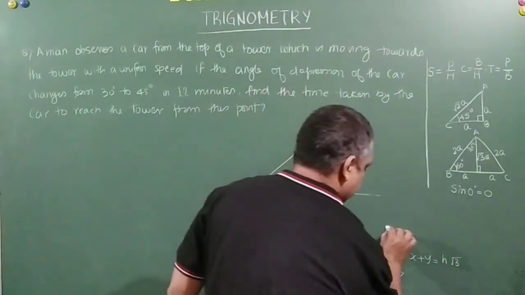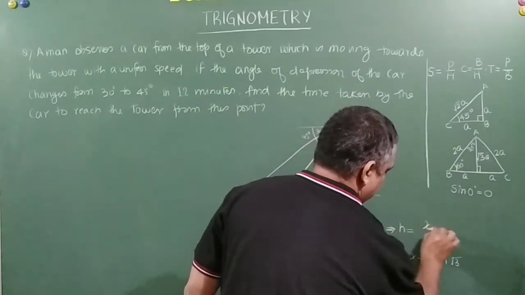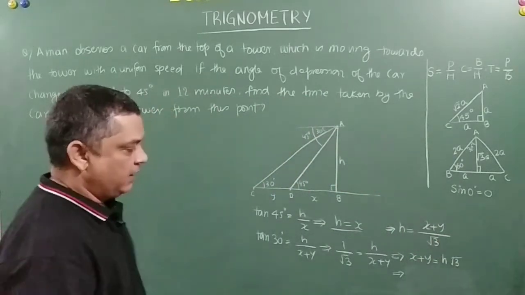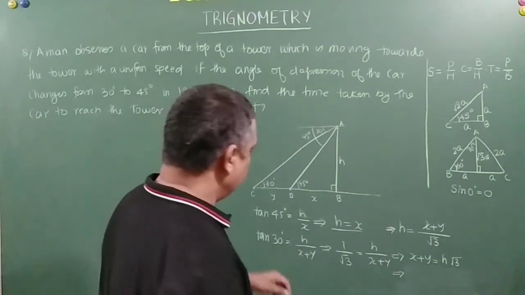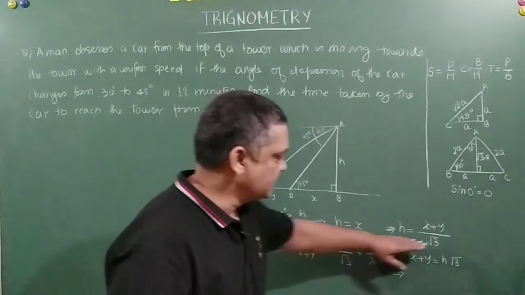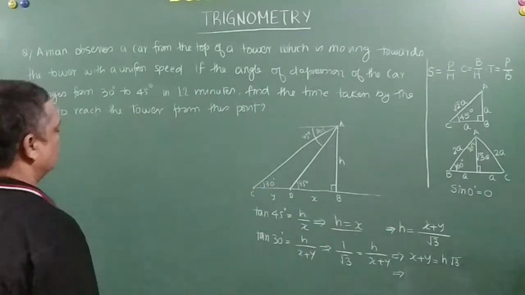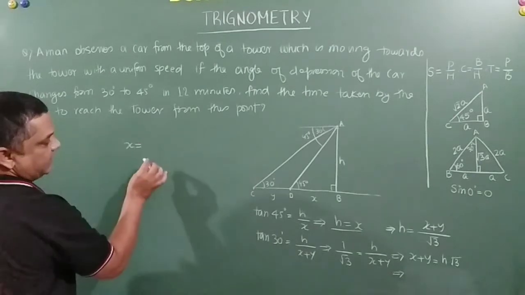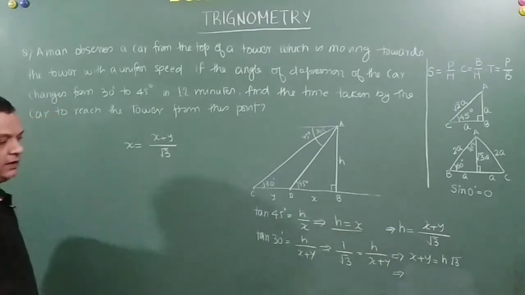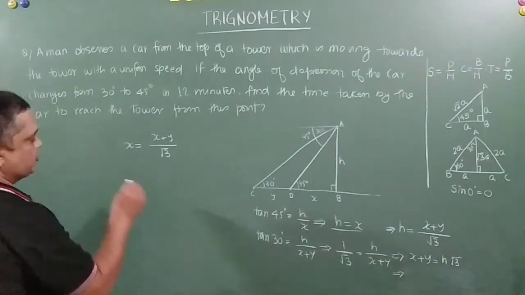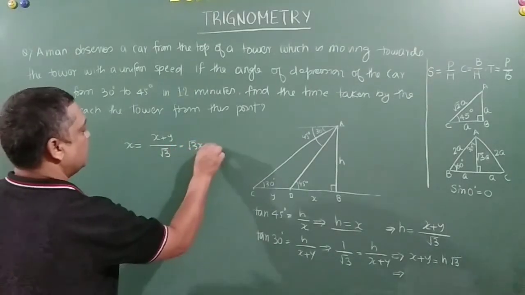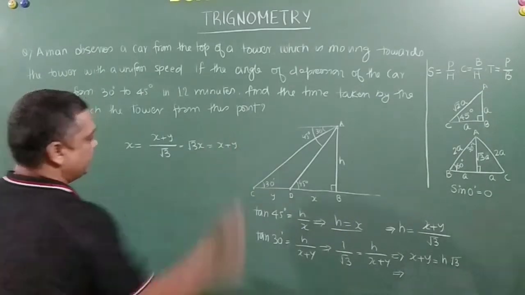Let me write it here. So friends, h is equal to x plus y divided by root 3. Now see what is happening here: h is equal to x as well, and h is equal to this also. So can we equate the two? In other words, x is equal to x plus y divided by root 3. You getting it? So if we cross multiply, this becomes how much? Root 3x is equal to x plus y.